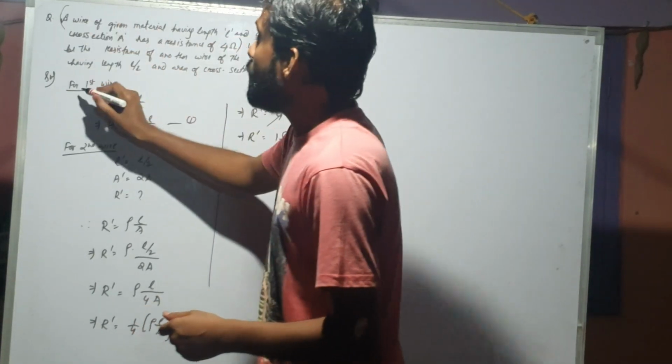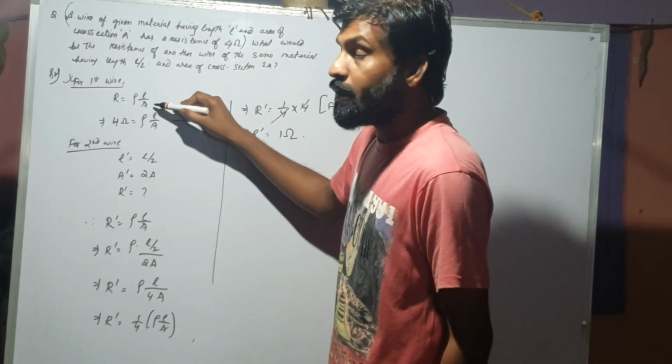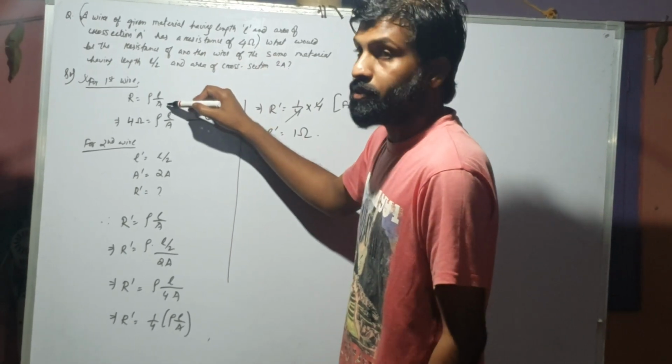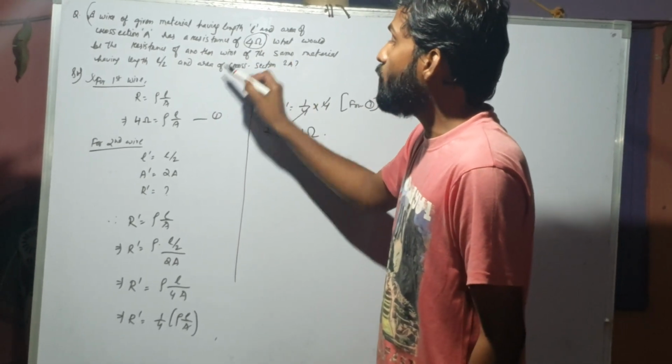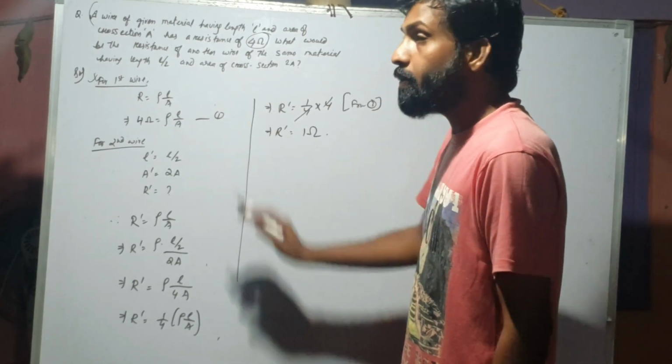Now for the first wire, we know the formula: resistance R is equal to rho into L by A. They say length is L, so no changes here. Area is A, so no changes here. But the resistance is 4 ohm. So in place of R, we write 4 ohm equal to rho into L by A, equation number 1.